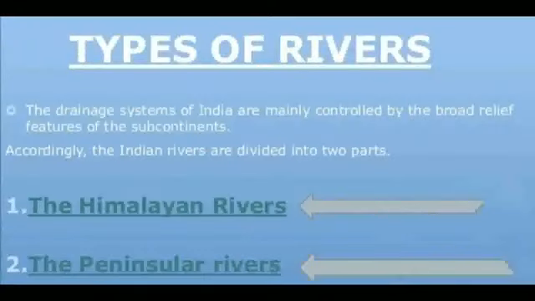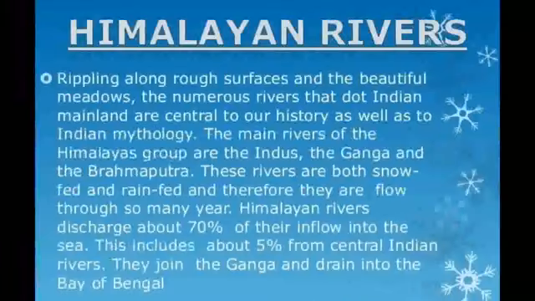Now let us see the rivers of India. Due to its physiography, the Indian rivers have been divided into two categories: the Himalayan rivers and the Peninsular rivers. As far as the Himalayan rivers are concerned, these are perennial rivers. The water in these rivers flows throughout the year. These rivers are mostly snow-fed as well as rain-fed.